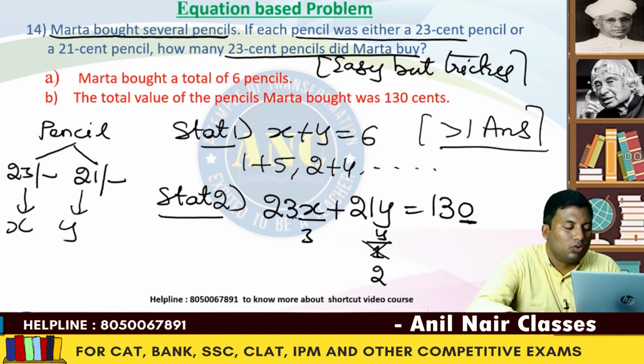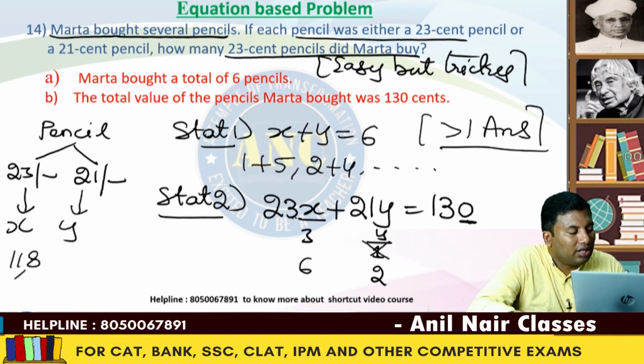Y value 2. 1 2s are 2. I should get 8. Which number multiplied by 3 gives 8? 3 6s are 18. 23 6s are 138, hmm, 118 plus 21 2s are 42. I got 160. Not possible.